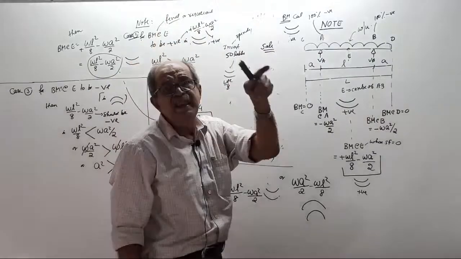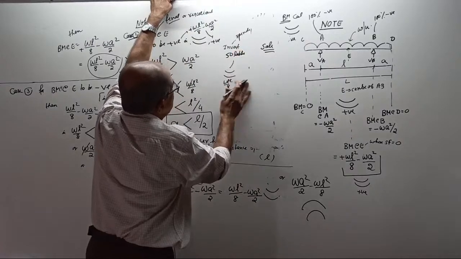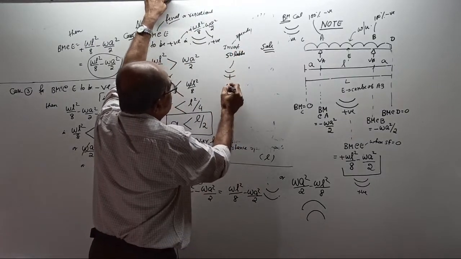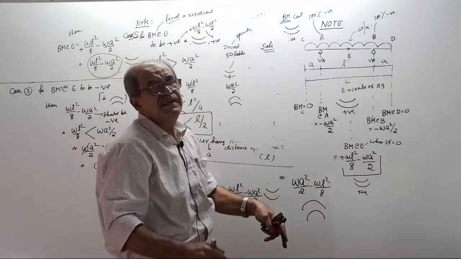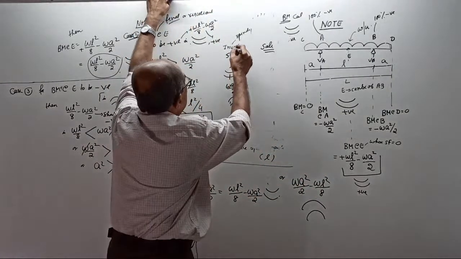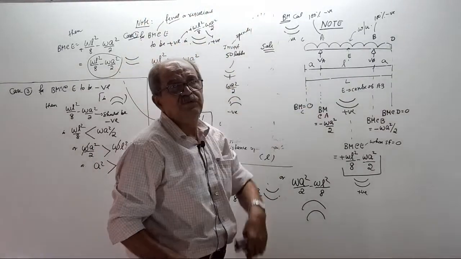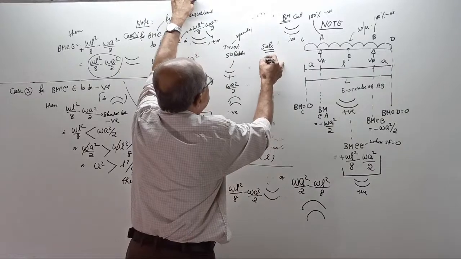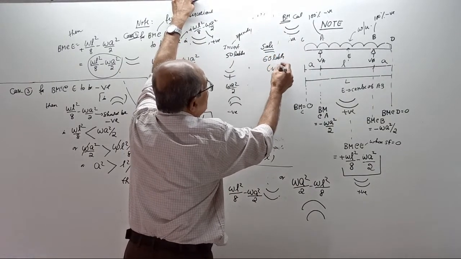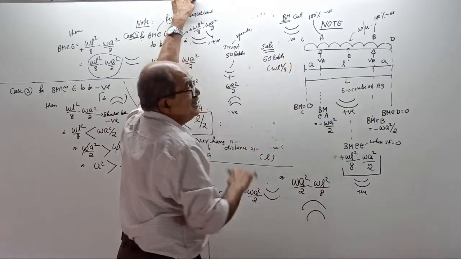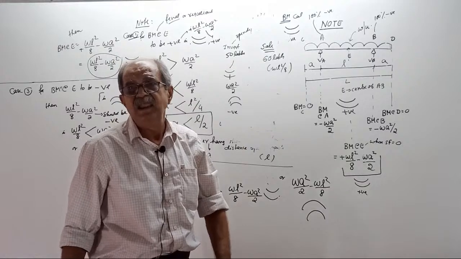Then, when the time of sale comes, he will sell it. See, the investment is not WL square by 8, this is WL square by 2. Why? Hogging BM. Investment is a loss, negative. See, investment is negative. You sell it for 60 lakhs. This is your WL square by 8. Clear now?